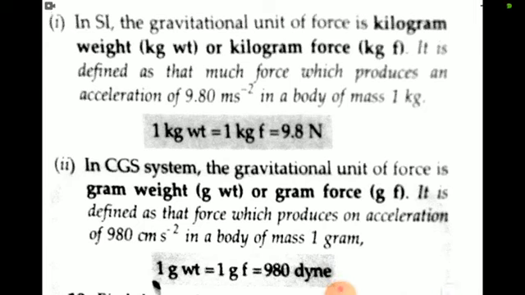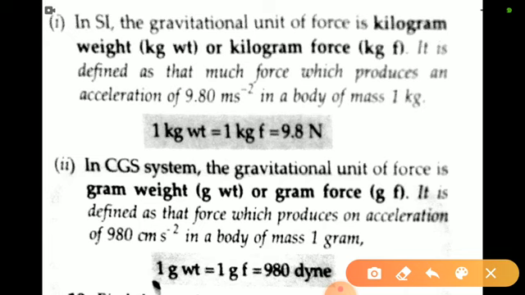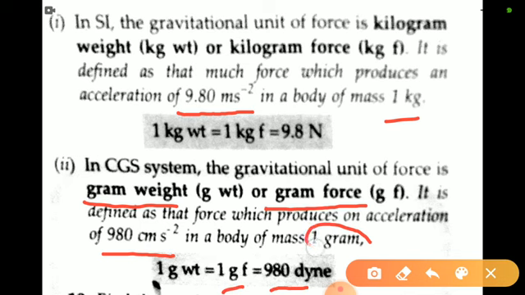The kilogram force is defined as the force which produces an acceleration of 9.8 meter per second square in a body of 1 kilogram. Similarly, in the CGS system, it is gram weight or gram force. How can you define it? Gram weight, or gram force, is equal to 980 dyne, when an acceleration of 980 centimeter per second square is produced in a body of mass 1 gram.